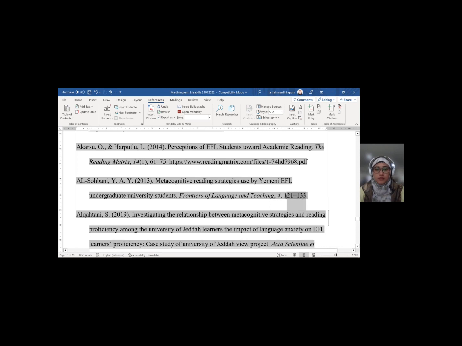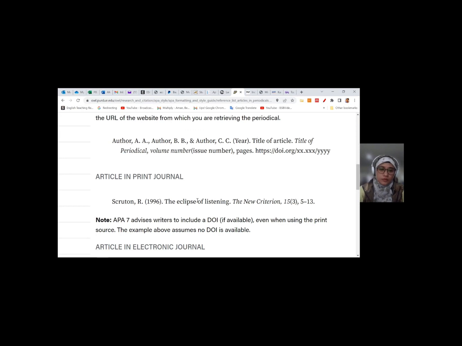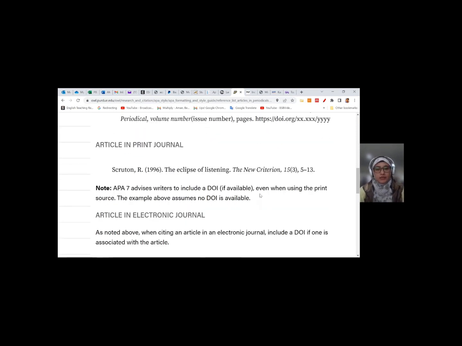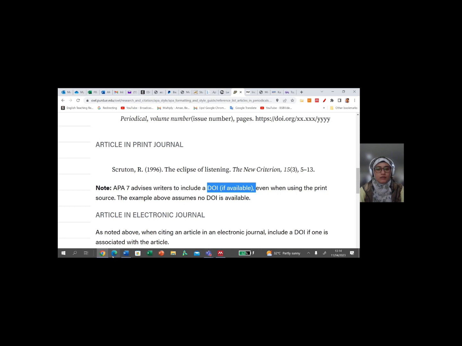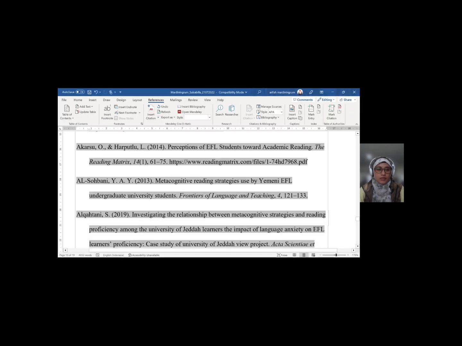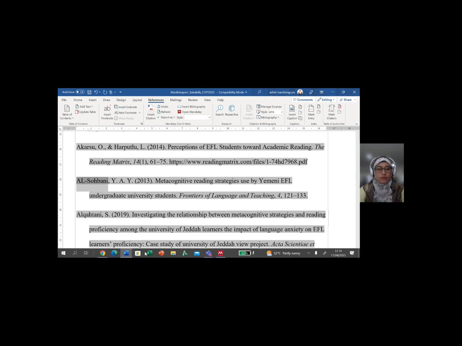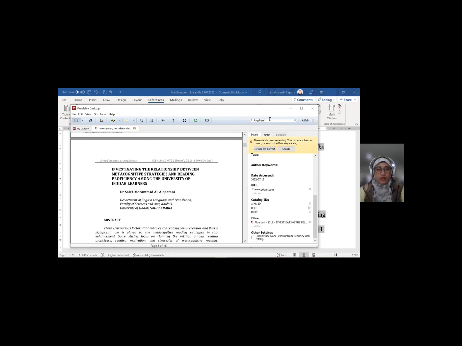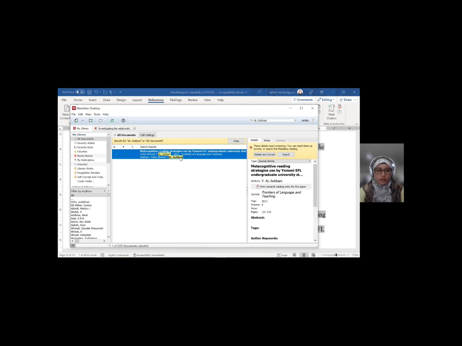We also have the page, but remember that based on APA, DOI is suggested to be included. If you don't have the DOI, you can put the URL. So let's try to see whether this article has a DOI. I'm going to find my article in my library in Mendeley. We can just click the article and then you can go directly to the article page.